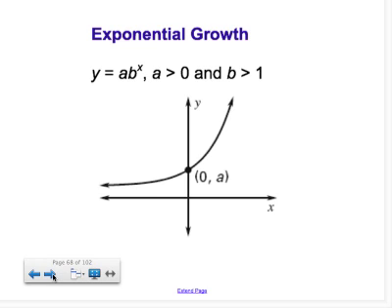A quick review: this is the exponential growth function, where y equals a times b to the x power, where a has to be greater than 0 and b has to be bigger than 1. If a was less than 0, remember that's a reflection. We can have a less than 0, but as long as a is not equal to 0, we're fine here.